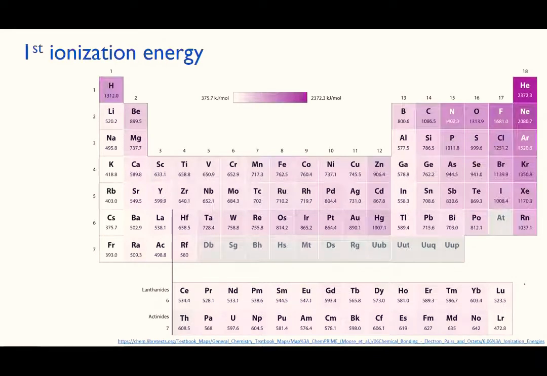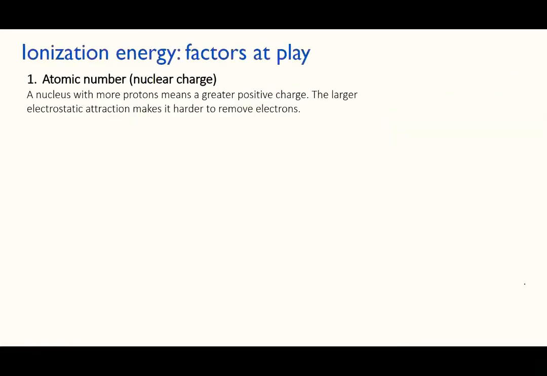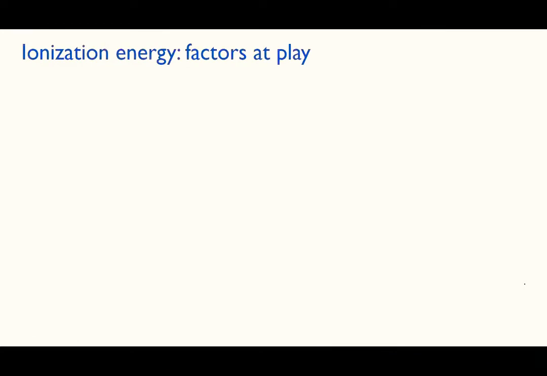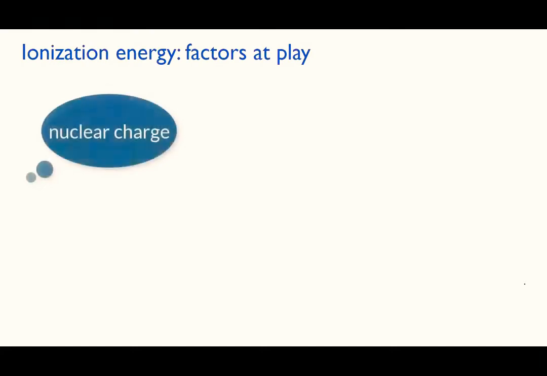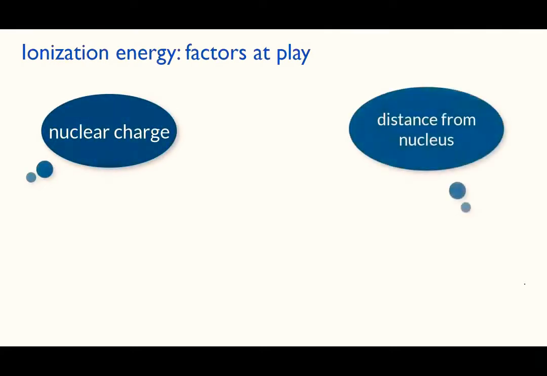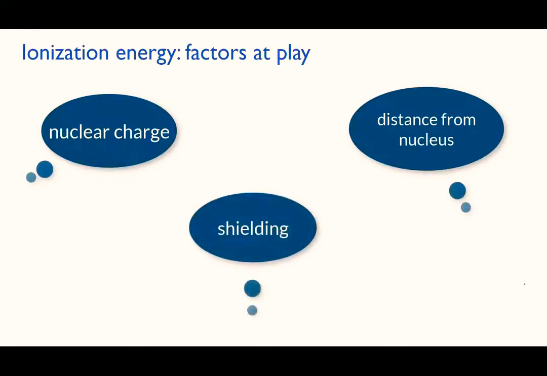It turns out that the three factors we talked about in the context of atomic radius also govern ionization energies. Remember them? We had the amount of charge in the nucleus, or in other words, the atomic number, the distance the electron is from the nucleus, what electron shell is it in, and the fact that electrons in lower energy levels can shield outer electrons from the full attraction of the nucleus. The main thing we're looking at here is how each of these affects the attraction between the nucleus and the electron that we're trying to remove.